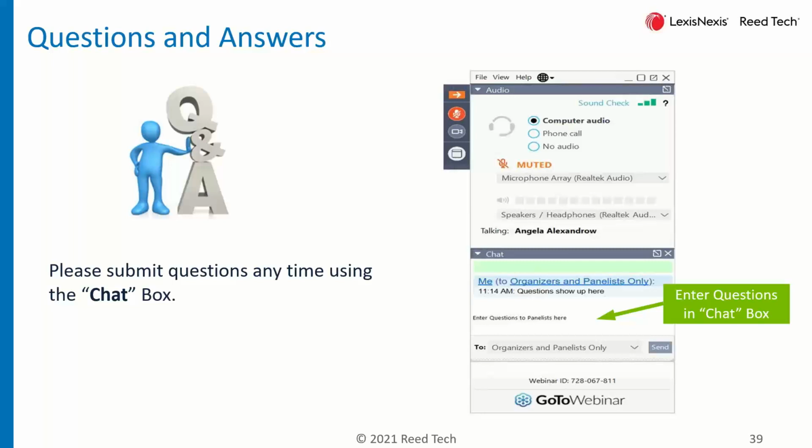Okay. Let's talk about GUDID registration.